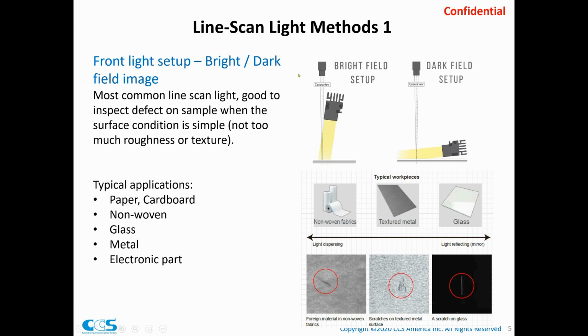Sometimes we will need to tilt the camera to create a V-shaped configuration, but that's also considered a bright field. On the other hand, for the dark field setup, if the camera is still looking down, the light will come from a very low angle. So for the background, the direct reflection will not go into the camera, so all the background will be dark, and where there's a defect, it will become bright. This is a very typical setup. It works well when the sample is not so complex, and the defect is some generic defect.